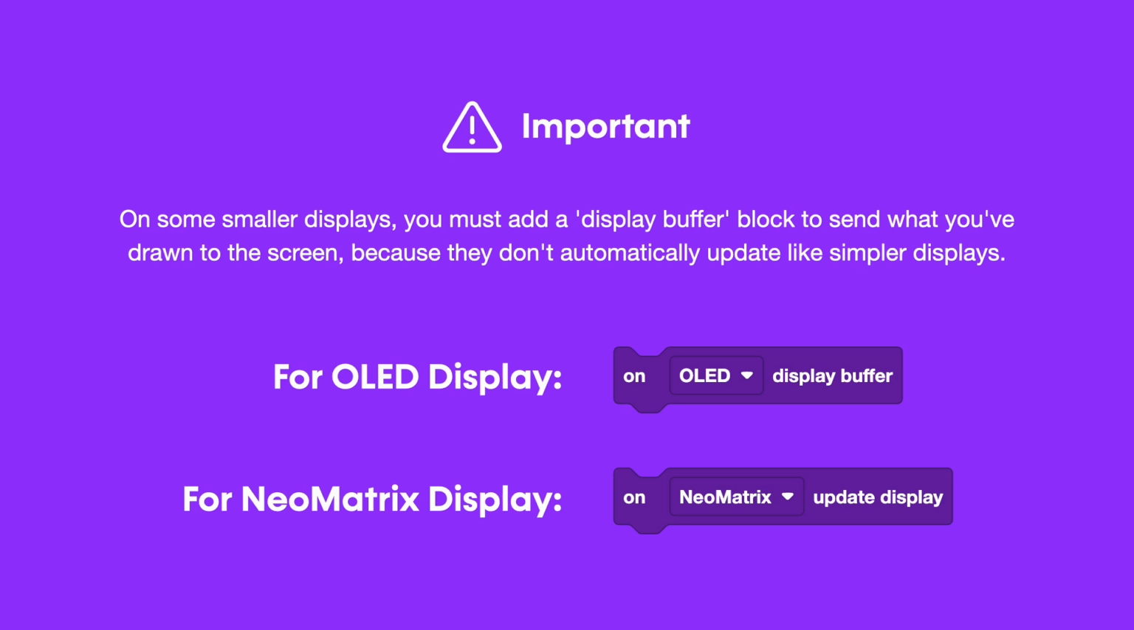And just an important note, on some smaller displays, you must add a display buffer block. This needs to come before any of the graphics blocks. So you can draw a bunch of stuff, and then to send it to the display, you need to add this display buffer block. On all the other displays, you can just draw stuff and it will appear immediately on the screen. There's a good reason for this. This is not just arbitrary. We won't get into that in this video, but this is just an important thing to remember. So if you're drawing a bunch of lines and rectangles and they're not showing up on the screen and you have one of these displays, this is likely the block you've forgotten to add.